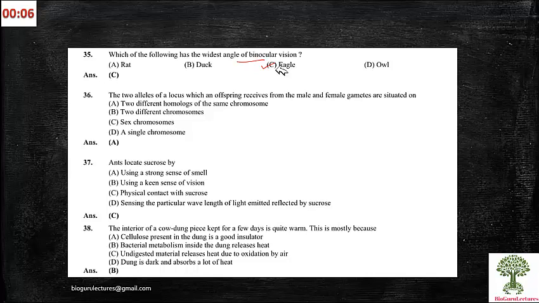36th one. Two alleles of a locus which an offspring receives from the male and female gametes are situated on two different homologs of the same chromosome. When you say homologous, the structure is similar, and the alleles are also present on the same chromosome.